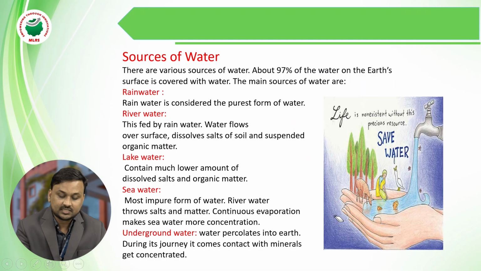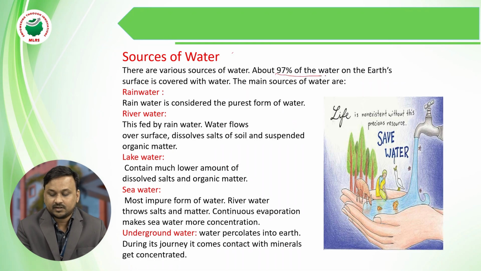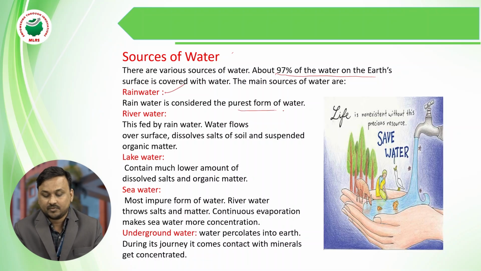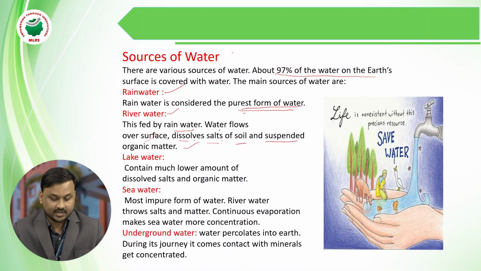The sources of water are various. Nearly 97% of the earth's surface is covered with water. The main source is rainwater. Rainwater is considered the purest form. River water is fed by rainwater. This water flows over the surface and dissolves salts, and soil and suspended organic matter are picked up.